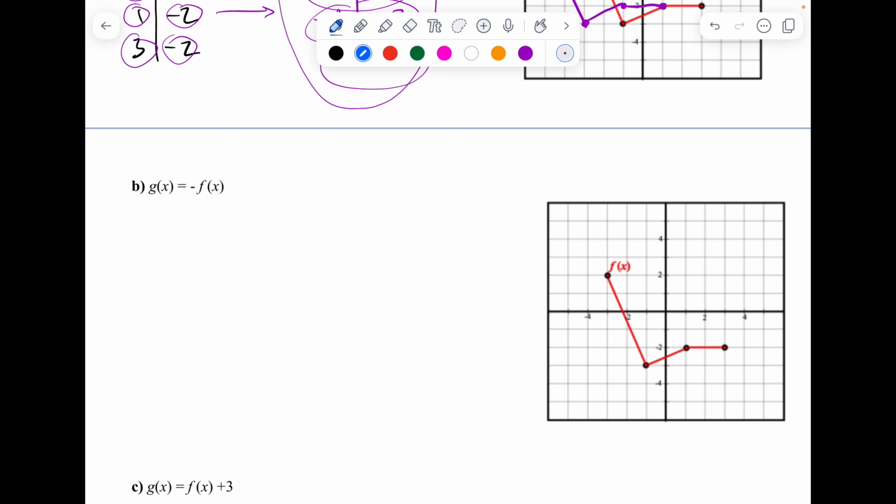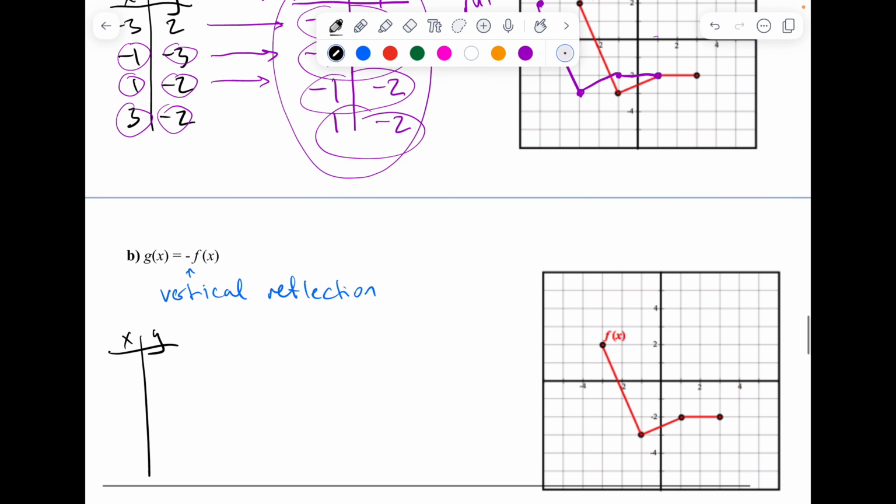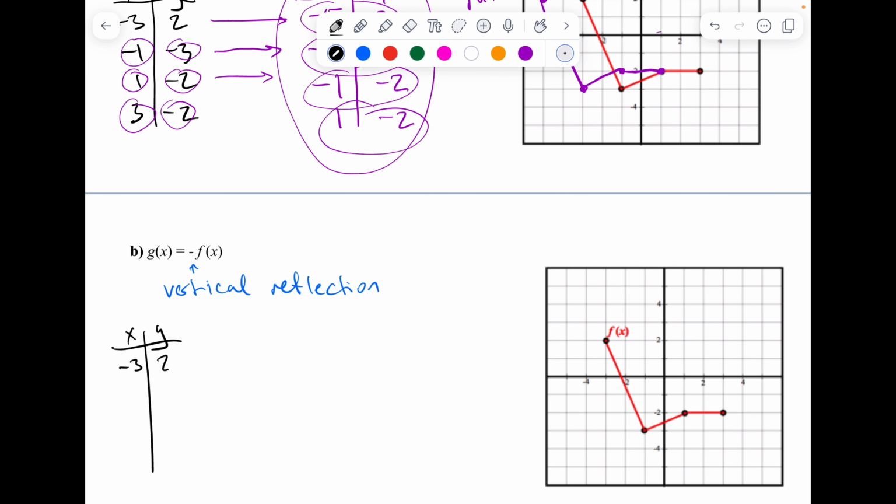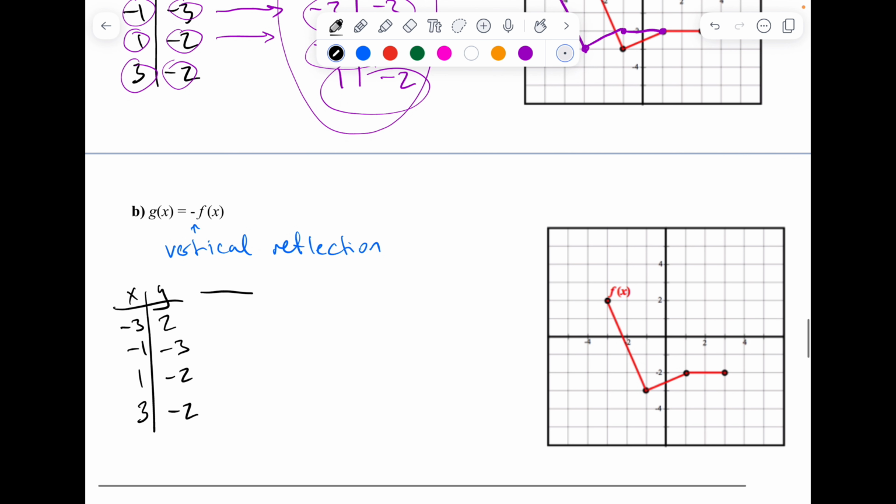So what's happening here is a vertical reflection. So I'm going to use the old points. Well, the points are the same as in the old graph. So negative 3, 2, negative 1, negative 3, 1, negative 2, 3, negative 2. All right, so it's a vertical reflection.